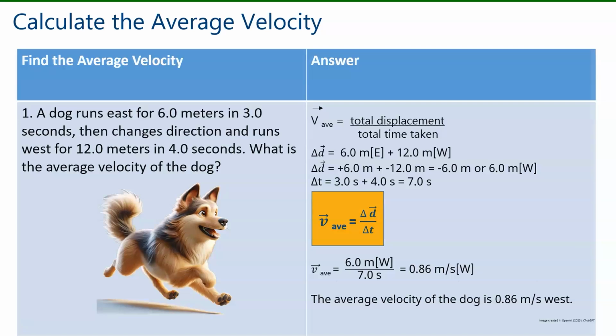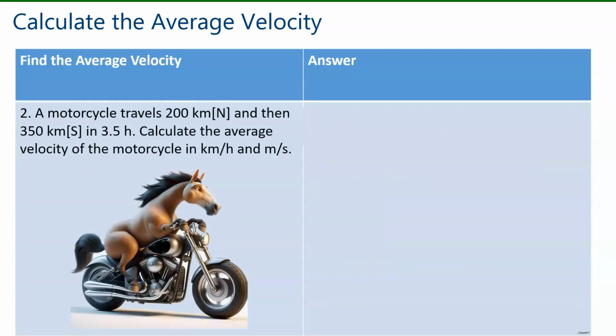Let's try another one. A motorcycle travels 200 kilometers north and then 350 kilometers south in 3.5 hours. Calculate the average velocity of the motorcycle both in kilometers per hour and meters per second.